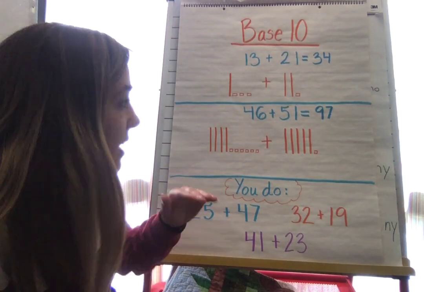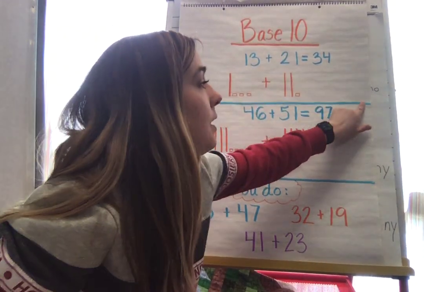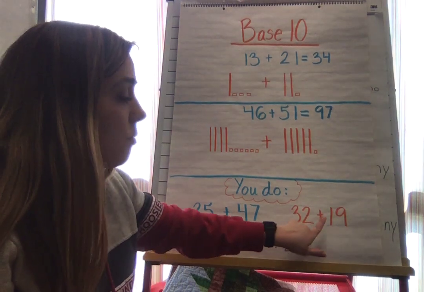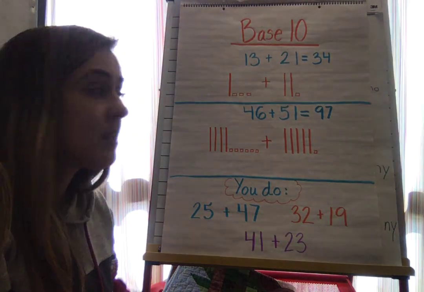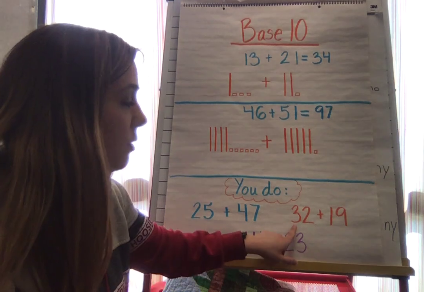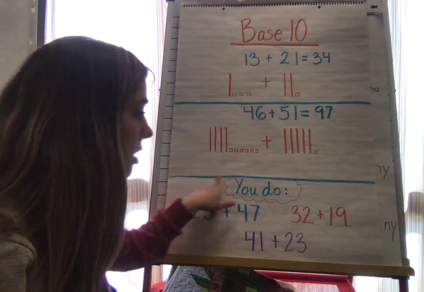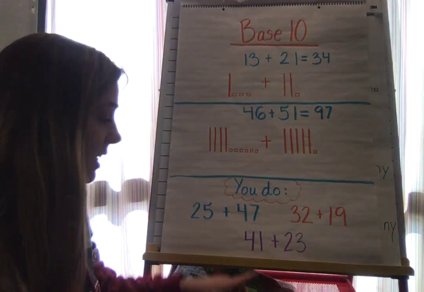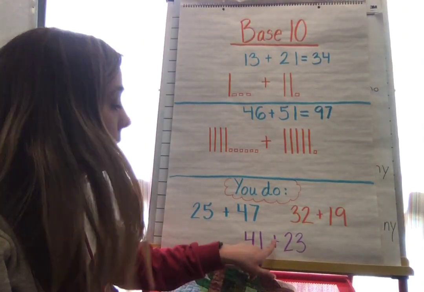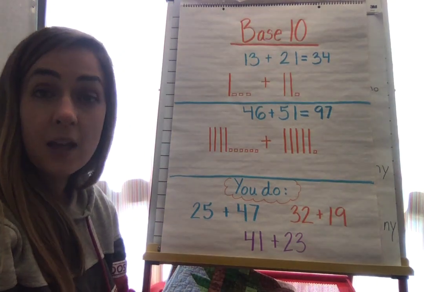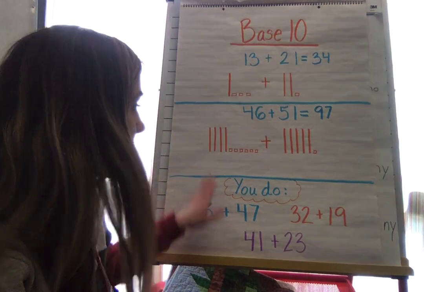When you're done with that, right under it, draw a line, and then write the next problem, 32 plus 19. And then use base 10 blocks to show me how you would solve 32 plus 19. Then when you're done with that, you're going to draw a line. And then last but not least, you will solve 41 plus 23. And show me how you would solve that using base 10 blocks.